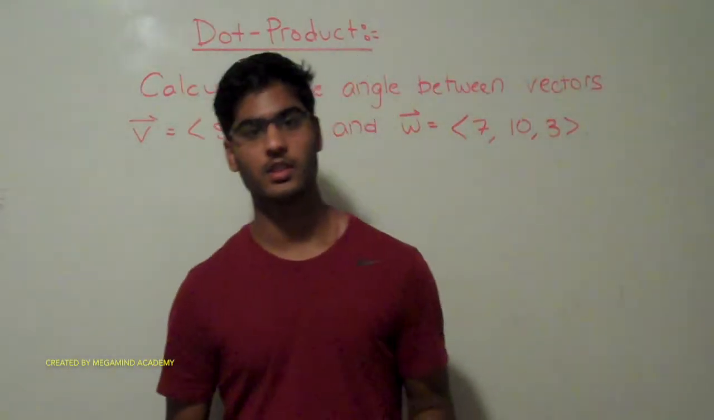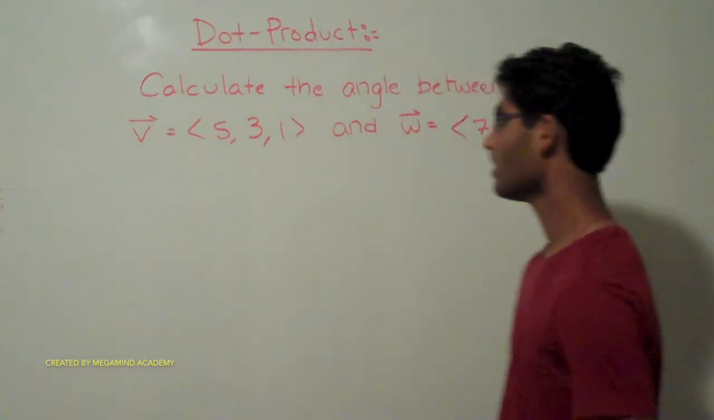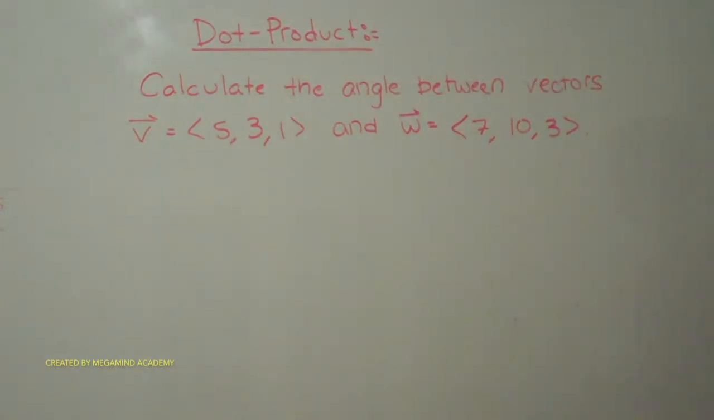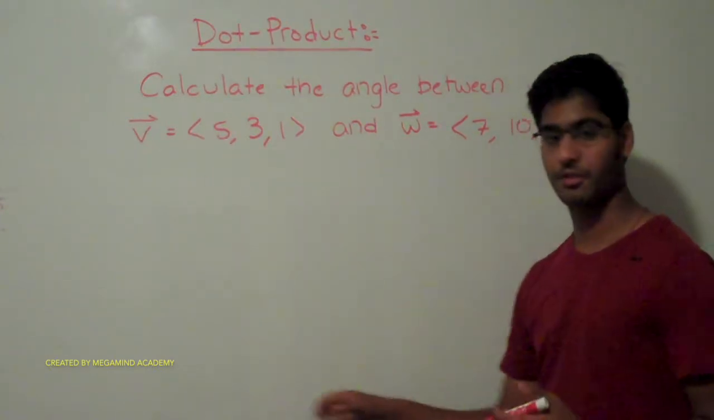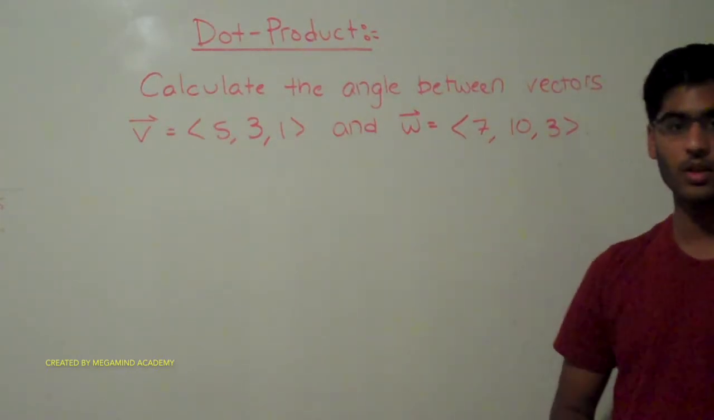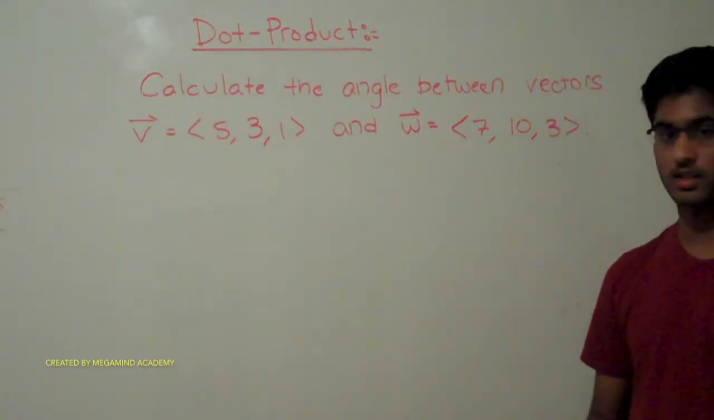Hi! Today we're going to learn about the dot product. Let's say we have a problem like this. Calculate the angle between the vectors v, which is 5, 3, 1, and w, which is 7, 10, 30. Before we get started, we have to know what the dot product is.